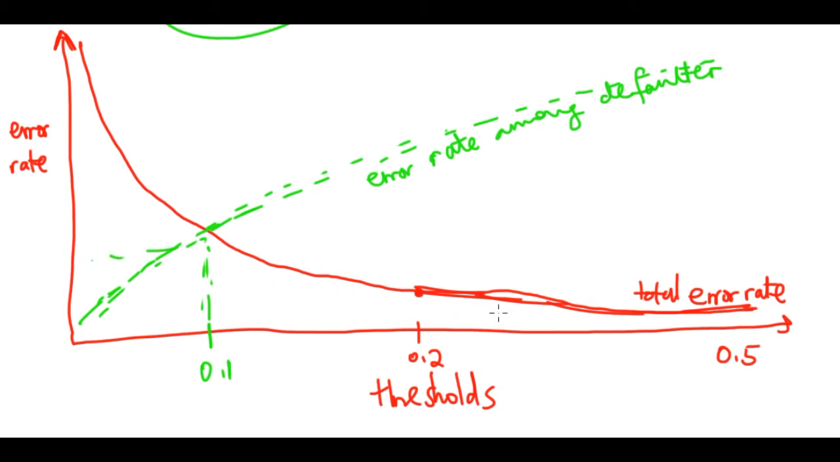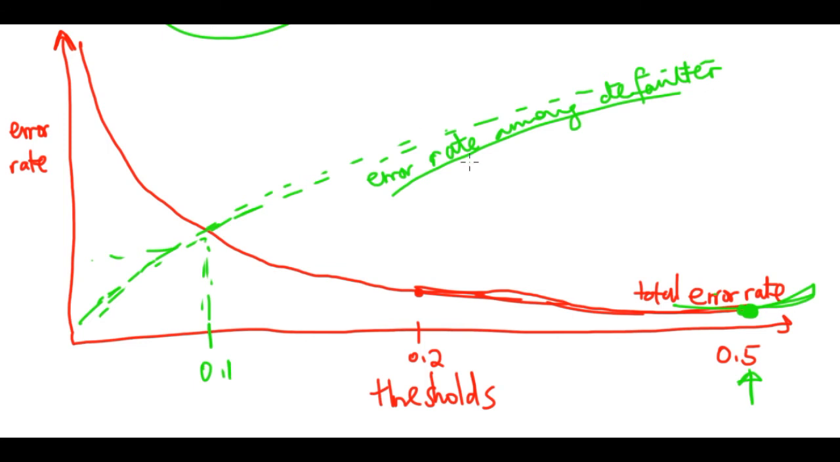Cool. This is where the Bayes one is, because Bayes uses the threshold of 0.5, and it will have the lowest total error rate. When you extend it to like 0.7, it's going to start increasing like that. The skill is identifying which threshold to use, because you have to balance this error rate among defaulters and this total error rate. You have to balance the two. The skill is how you get the right threshold.